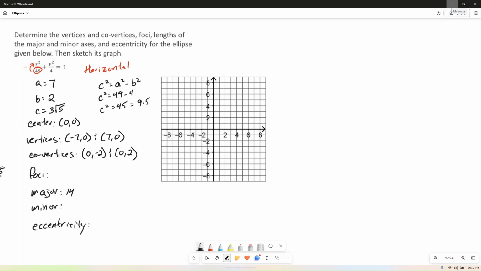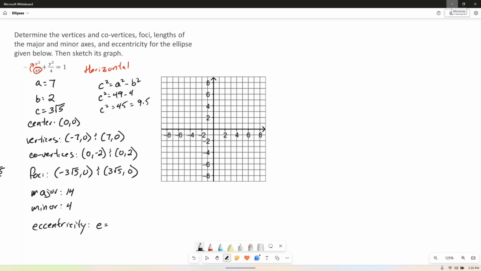The foci are in line horizontally in this case, because it's a horizontal ellipse. They're horizontally in line with the center and the vertices. So their y-coordinates are all 0, and the x-coordinate comes from C. We have (-3 square root of 5, 0) and (3 square root of 5, 0). The length of the minor axis is just the distance between the co-vertices, which at -2 and +2 is 4.